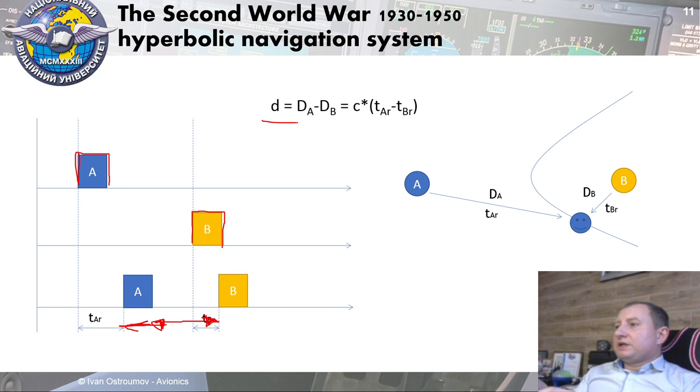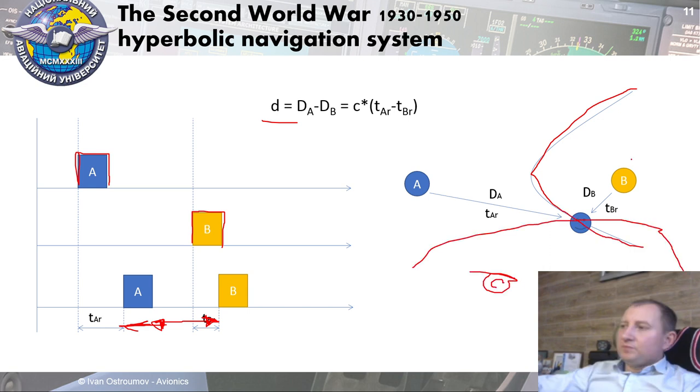and by this time difference we can get a hyperbolic line of location. And then we just need to use another transmitter, like C, and create another hyperbola, and the two hyperbolas will cross in only two points. One of them we can dismiss due to its long distance from the previous coordinate. This is the main idea of hyperbolic navigation.